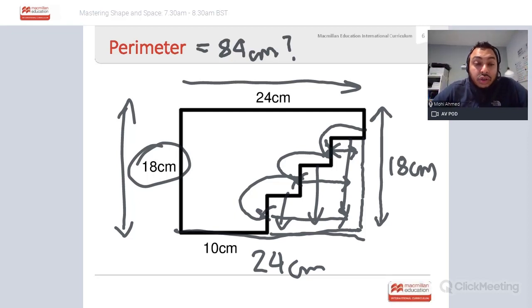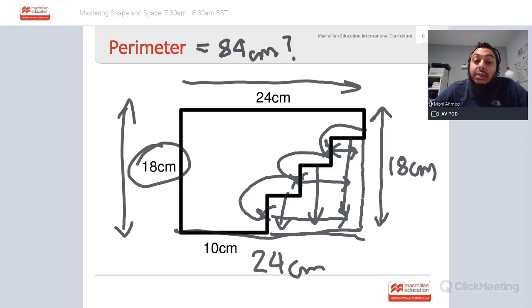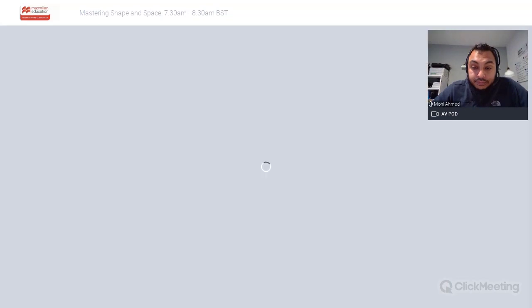So the question comes back, what is perimeter? It's the sum of all the lengths around a 2D shape, but sometimes you don't need to know all of the lengths and it's still possible to work out the perimeter.